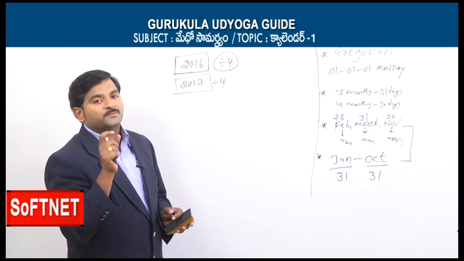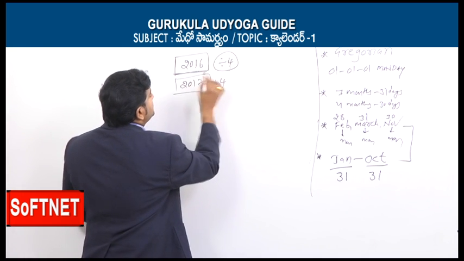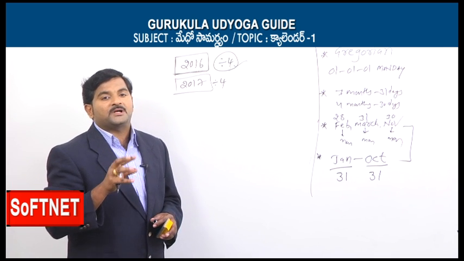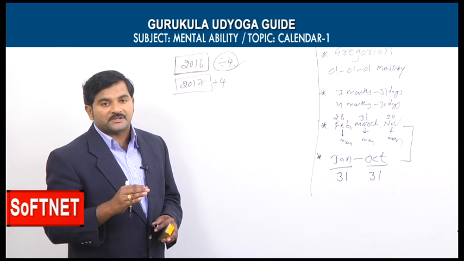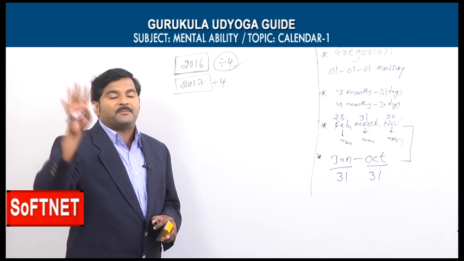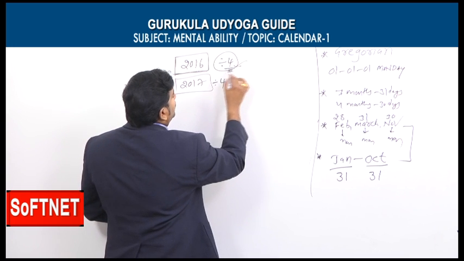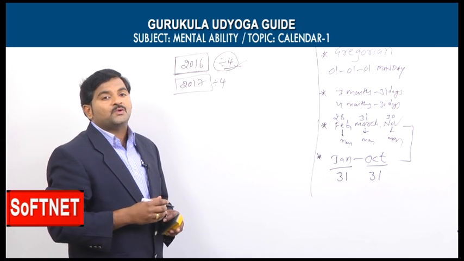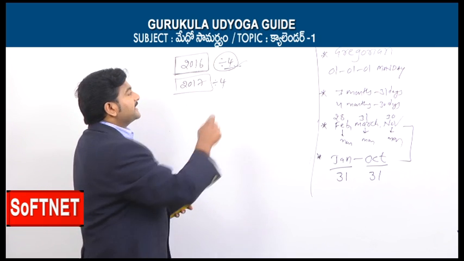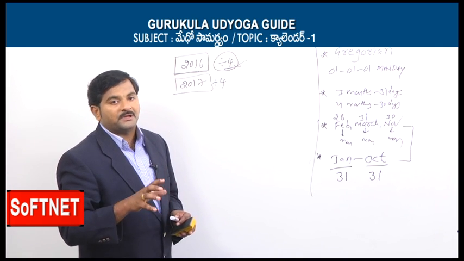But here we have one small advantage. That advantage is you need not divide the complete 2016 by 4, because in arithmetic one topic is called divisibility principles. According to divisibility principles, we can decide whether the given number is exactly divisible by a particular number or not. So for example, divisibility by 4 means, if the last 2 digits of the number are exactly divisible by 4, then that whole number is also divisible by 4.